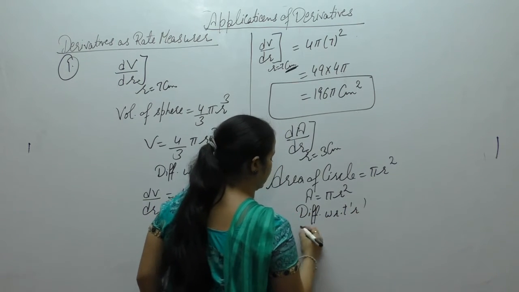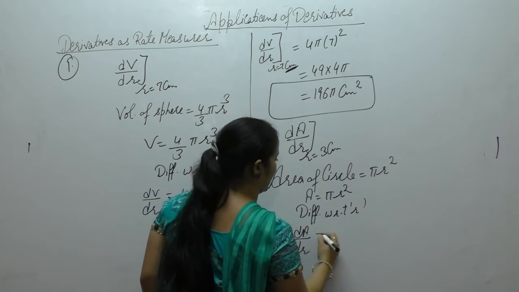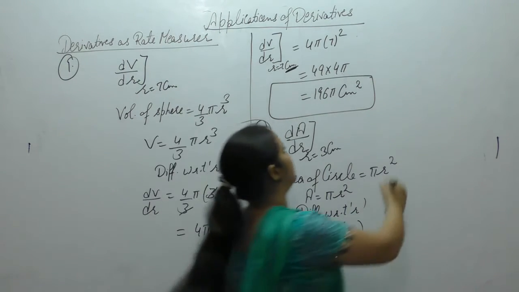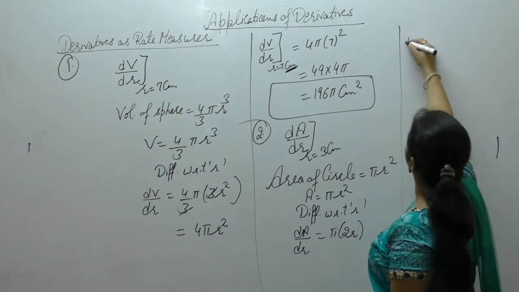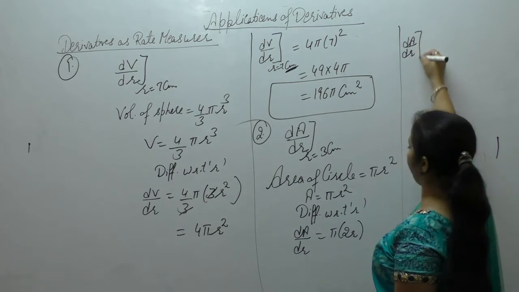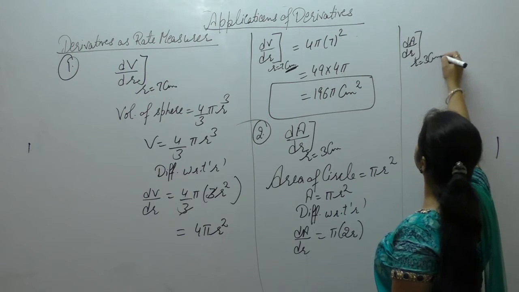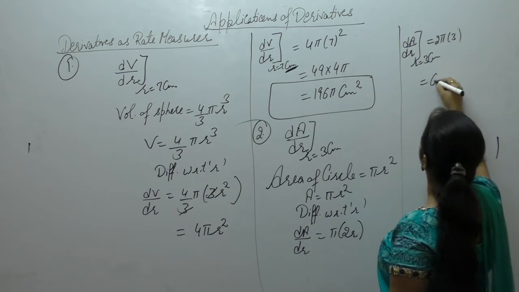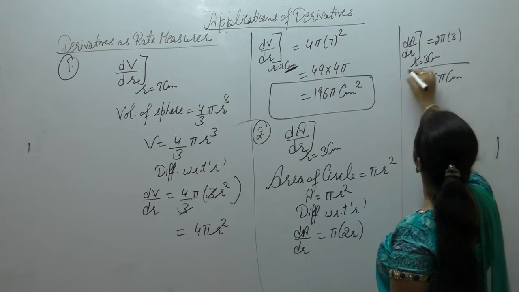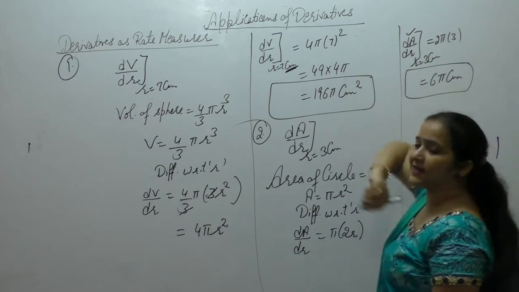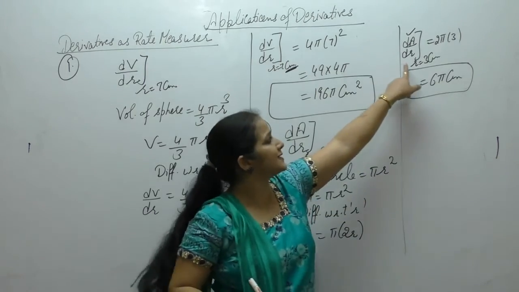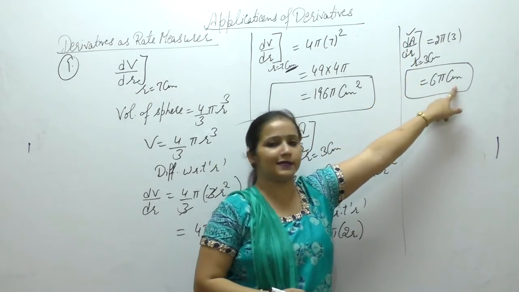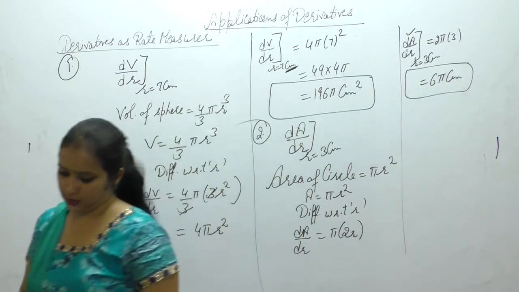What we get? dA upon dr, pi r square का derivative 2 pi r. Now we want to find the value of dA upon dr when r is 3 centimeter. So 2 pi into 3, we get 6 pi. Unit of area is centimeter square, radius is centimeter, so 1 centimeter will get cancelled. We get the unit as centimeter. Note it down.